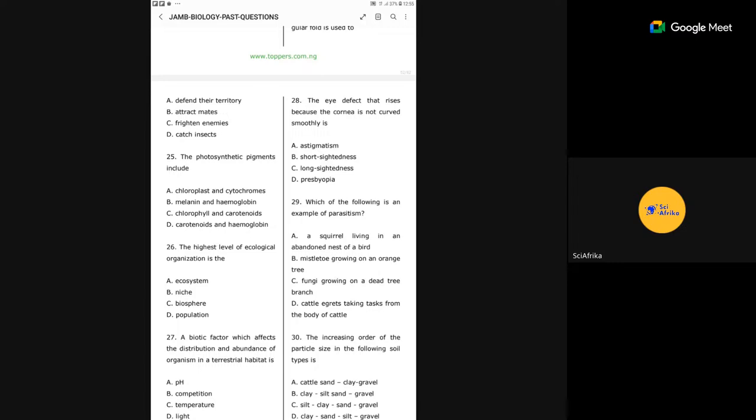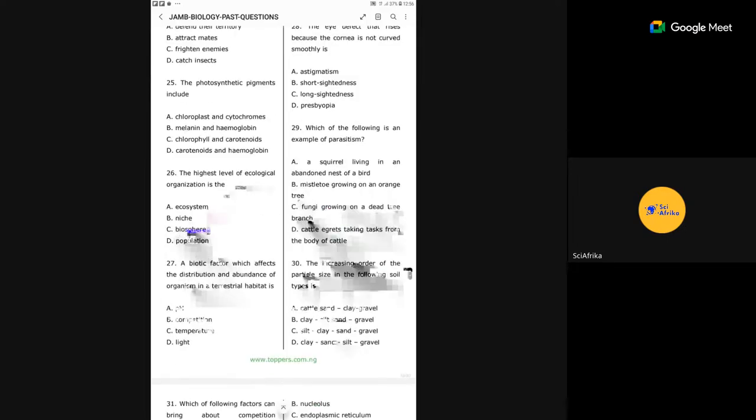Under the ecosystem, we have the biotic and abiotic, where we have the biosphere. Under the biosphere, we have population. And under the population, we have a niche. So the biggest one here is the ecosystem. We'll go quickly to the next one.